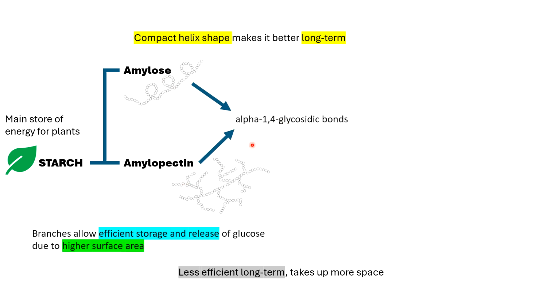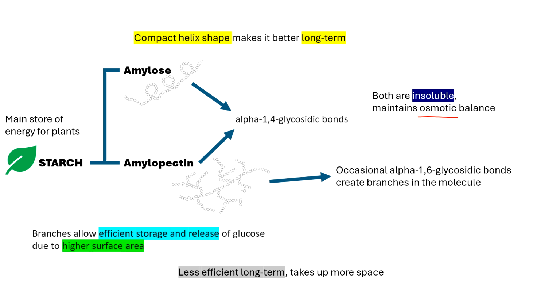Now both of these have alpha 1,4 glycosidic bonds, okay, and both are insoluble in water, and this maintains osmotic balance of the cell. Let me just underline that. Osmotic meaning osmosis, so movement of water from a high water potential to a low water potential. Now, amylopectin has occasionally certain alpha 1,6 glycosidic bonds, and these are the ones that are responsible for the branches that we can see around here.